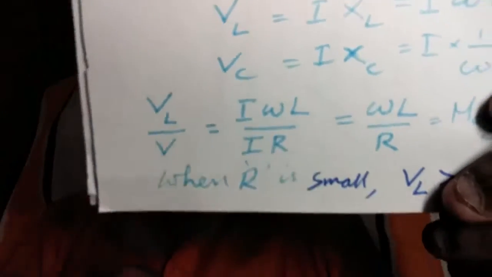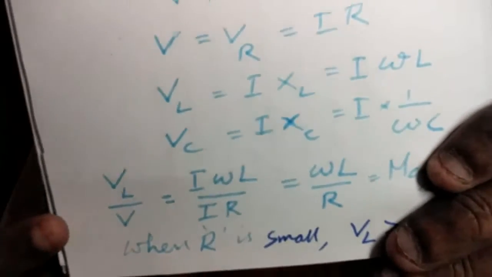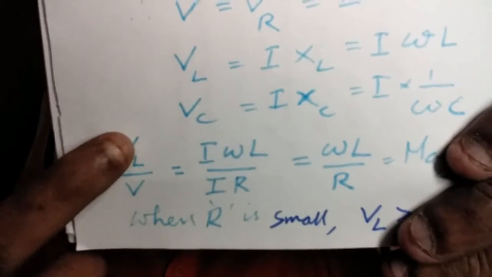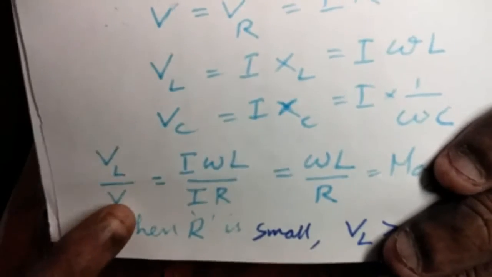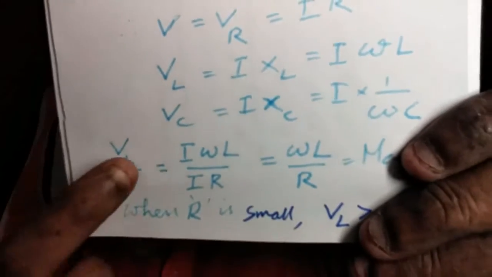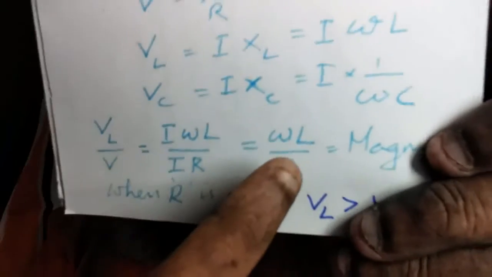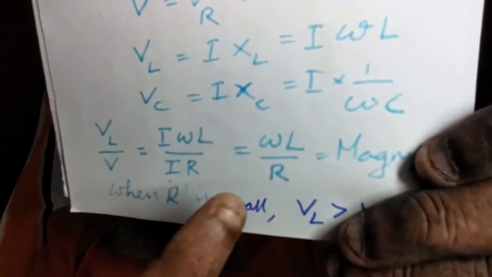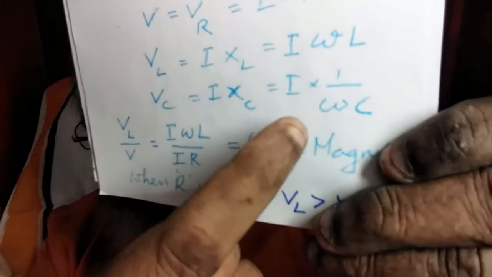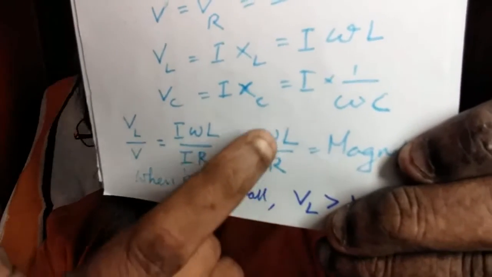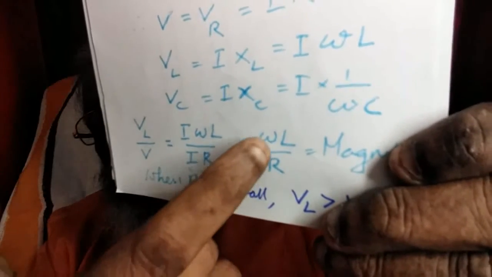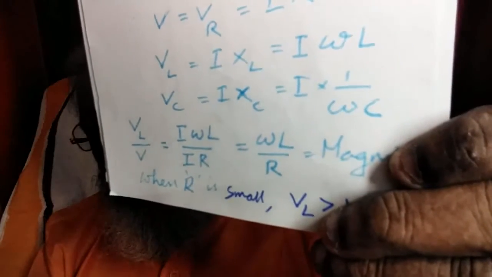So voltage magnification is defined as the ratio of the voltage across the inductance coil or capacitance to the applied voltage, or it is equal to the ratio of the inductive reactance to resistance or capacitive reactance to resistance. Omega L by R or 1 by omega C by R, that is 1 by omega C R. This is the voltage magnification associated with LCR circuits at resonance.